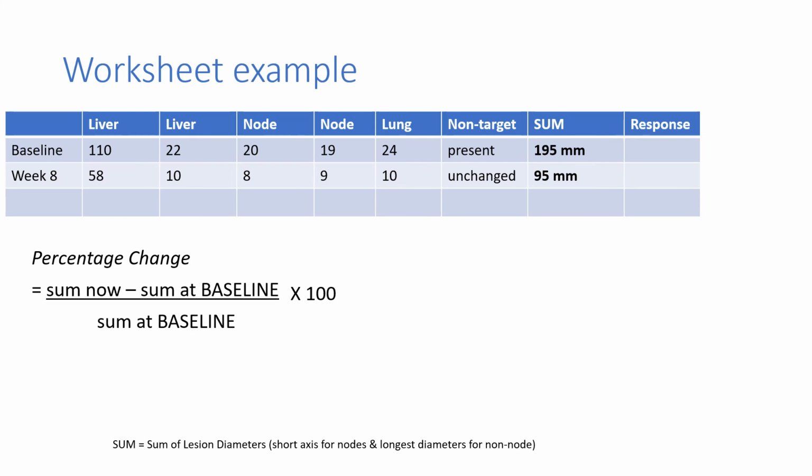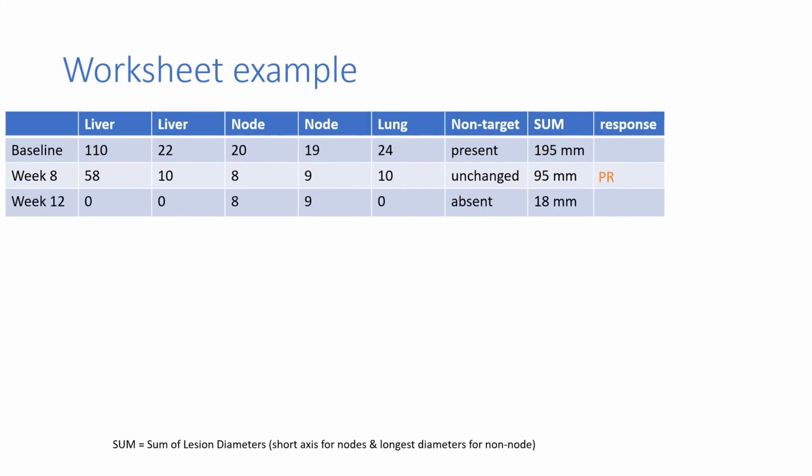So can you please calculate that percentage change using that formula? I'll give you a few seconds. Okay, so if you calculated it correctly, there's the calculation there. It has reduced in size by 51%, so we can call that a partial remission.